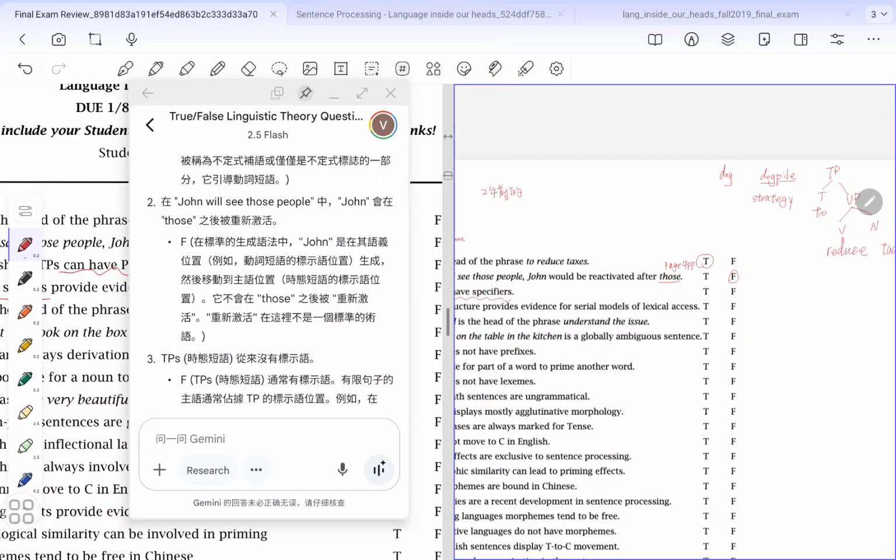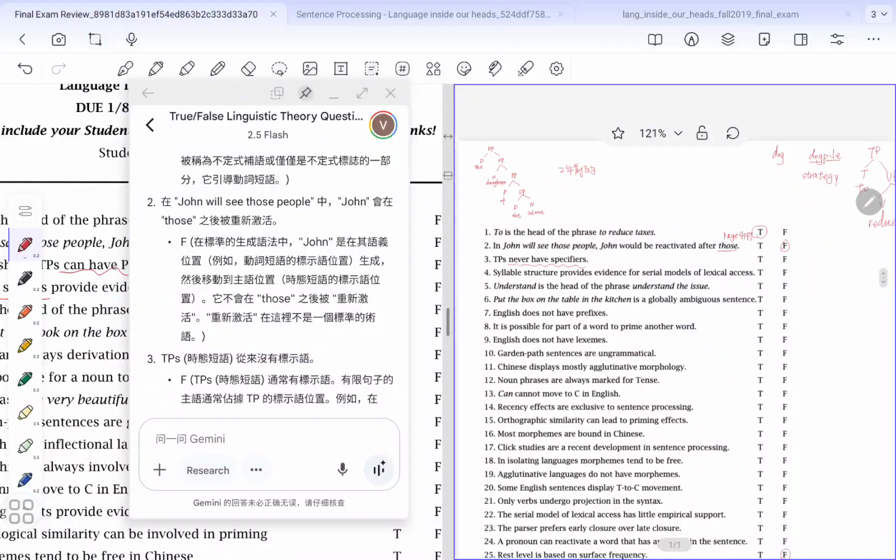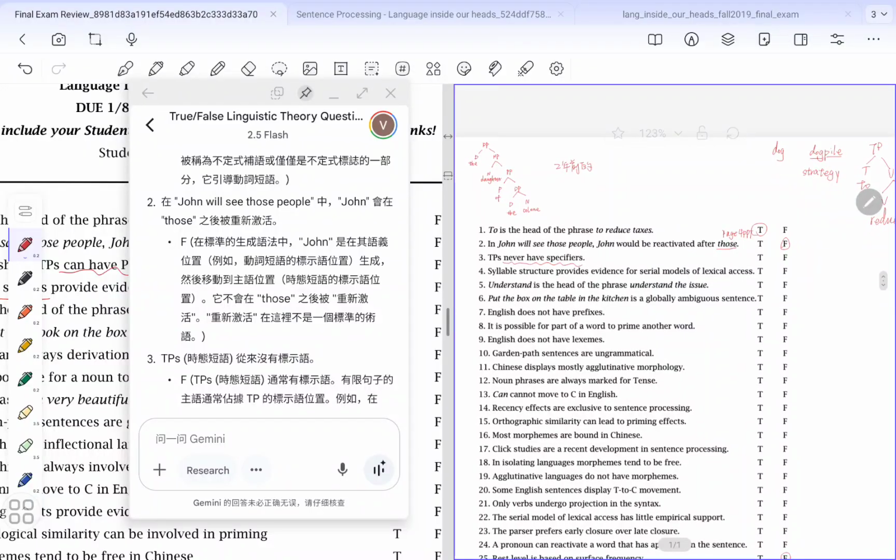So two, true or false? True? Anybody? False? Anybody? Okay, great, yes, false. Nothing here actually will make you reactivate John. Give me an example of a simple one where John will reactivate. For example, John will be seen by Mary. That's a passive. So the reactivation of John after seeing.